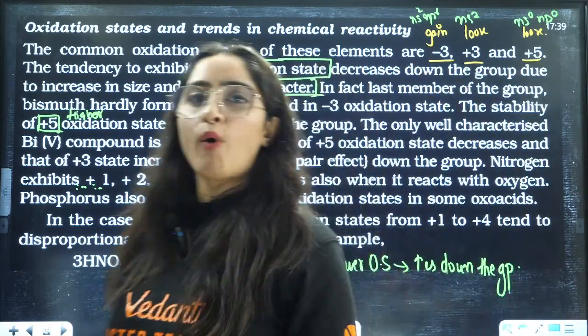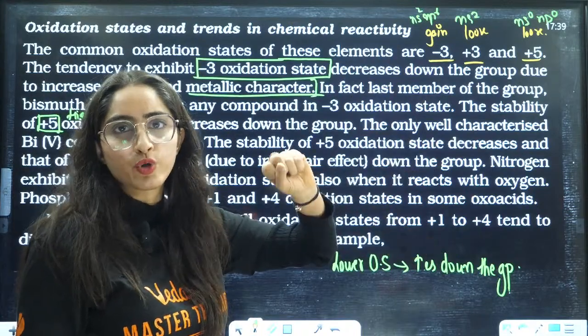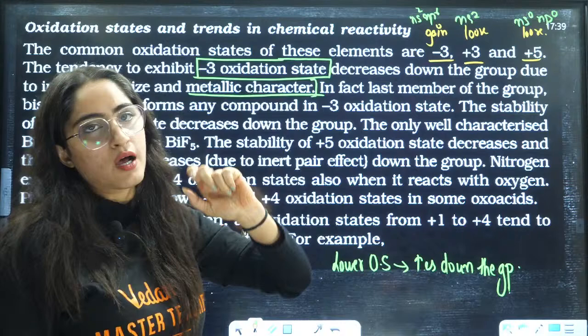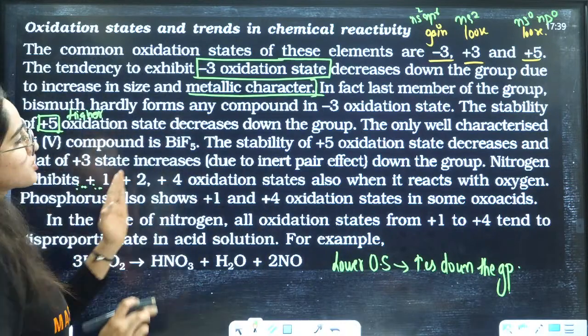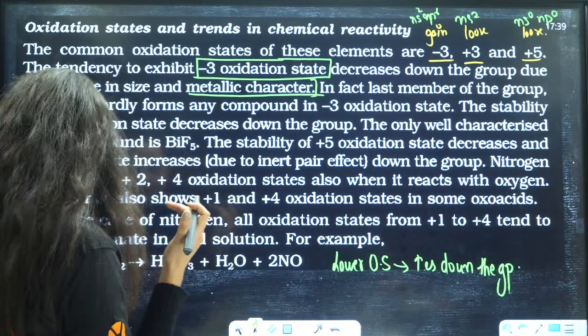Lower means all the positives we are talking about. So lower is plus 3. Plus 3 will increase down the group. Plus 5 will decrease down the group. Right? So the plus 5 oxidation state decreases down the group. What is the reason? Can you tell me the reason behind that?